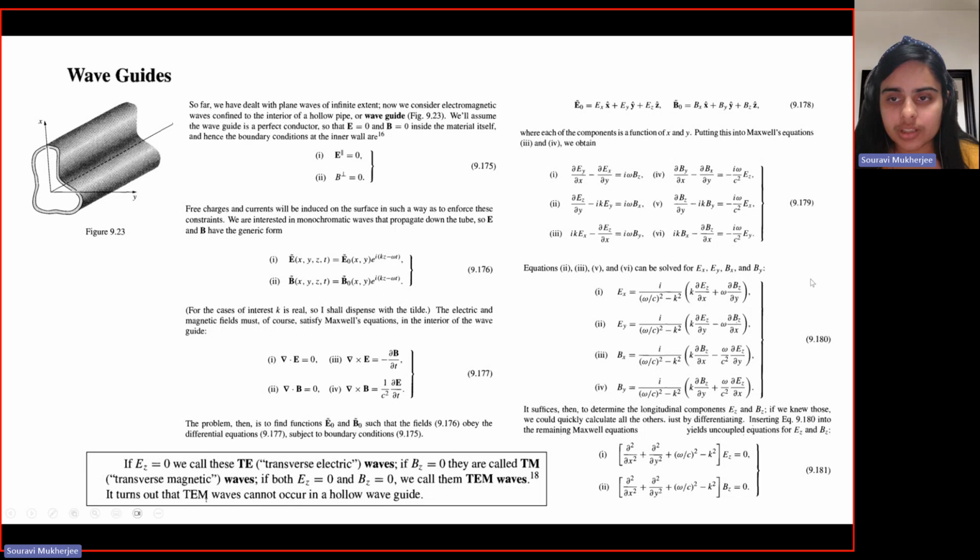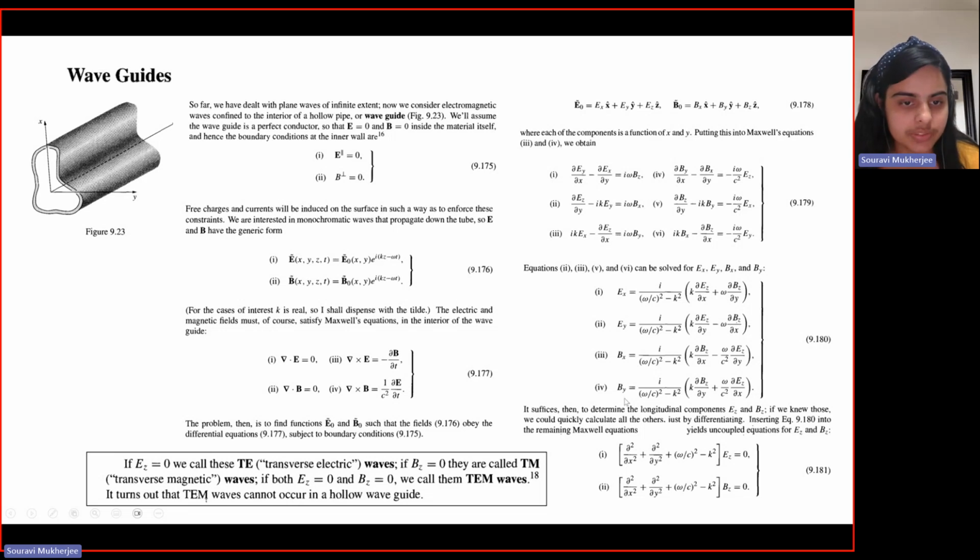But here, what you can see is that from these four equations, you can write Ex, Ey, Bx, and By in terms of the derivatives of Ez and Bz. And that means now if your Ez and Bz are zero, all of this will turn out to be zero.